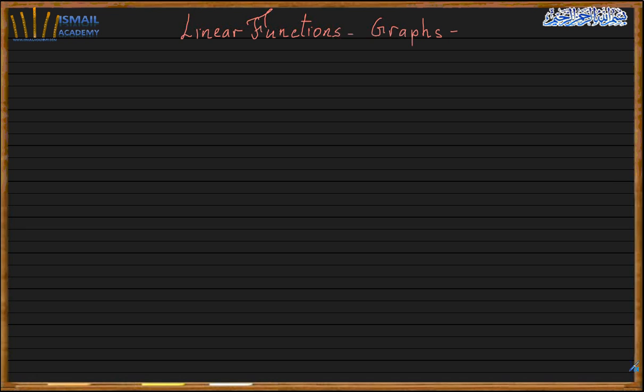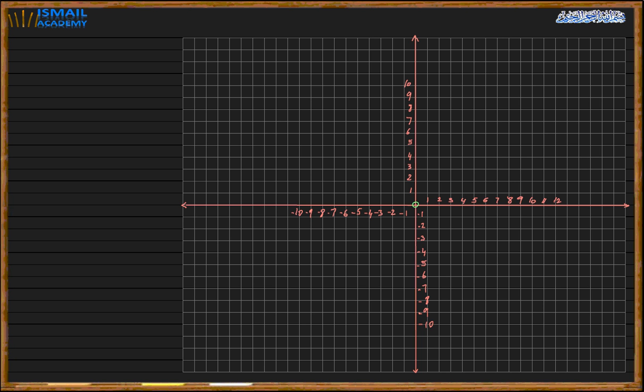So we are going to talk about how to graph a linear function. You should know that, based on the name linear function, the graph must be a line. So the graph of any linear function is a line. And in order for us to draw a line, we need only 2 points.